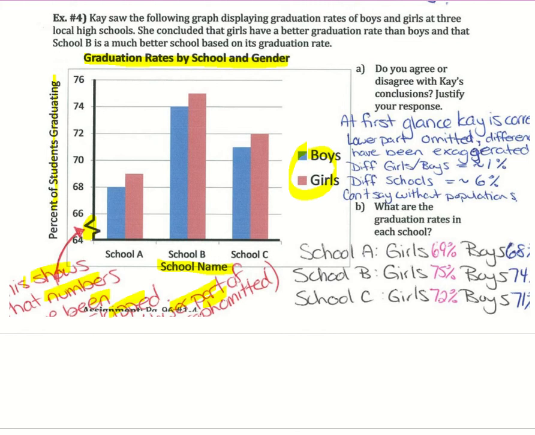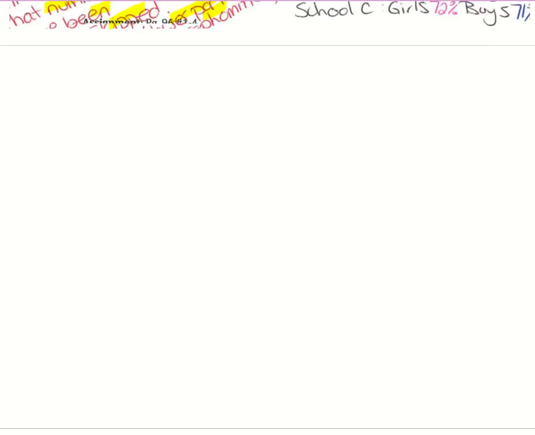Well, you can't say without the populations of the schools and what it's made up of. And it's tough what makes a good school or not, right? But it's interesting. What are the graduation rates? Again, you can see school A, about 69 there. And you can see for the boys is 68. So it's really easy to read this graph and pick up what you need to get out of it.